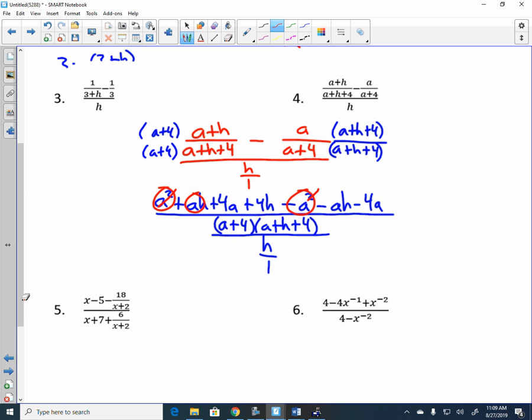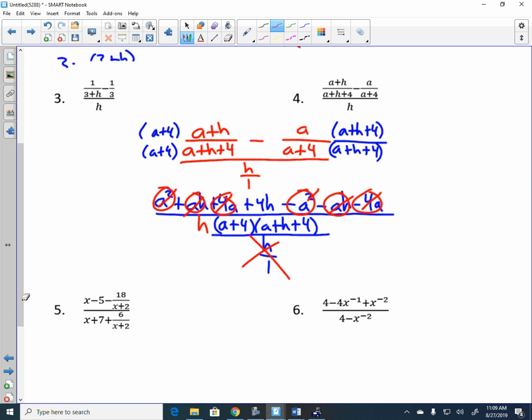Gone. ah, gone. 4a, 4a, gone. What's the only thing that's left? The 4h. Now, this is what I want you to understand, because these problems start to develop a pattern. Does everybody see that when I multiply by the reciprocal, the h is going to go into the denominator? So sometimes instead of showing that piece, I just drop the h right down there. Does everybody see how that just works out real nice? So now the only thing in the numerator is a 4h.